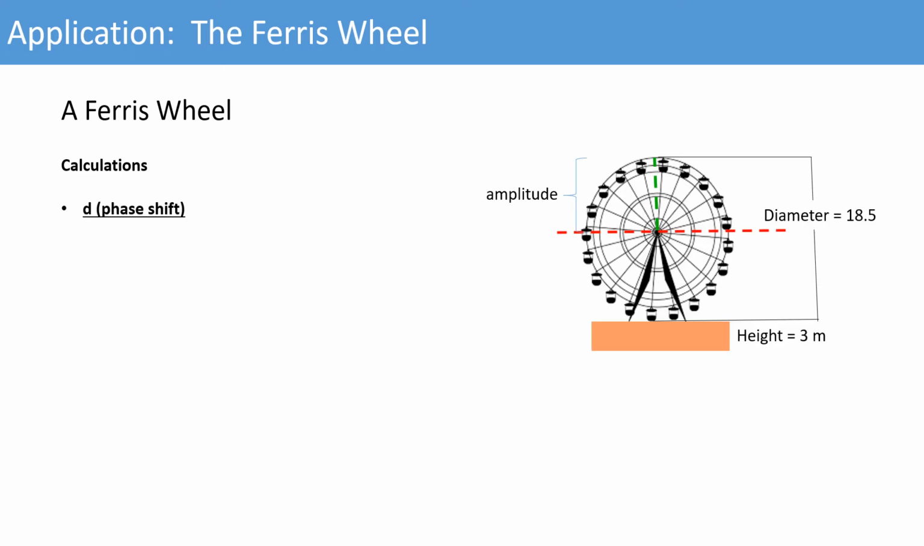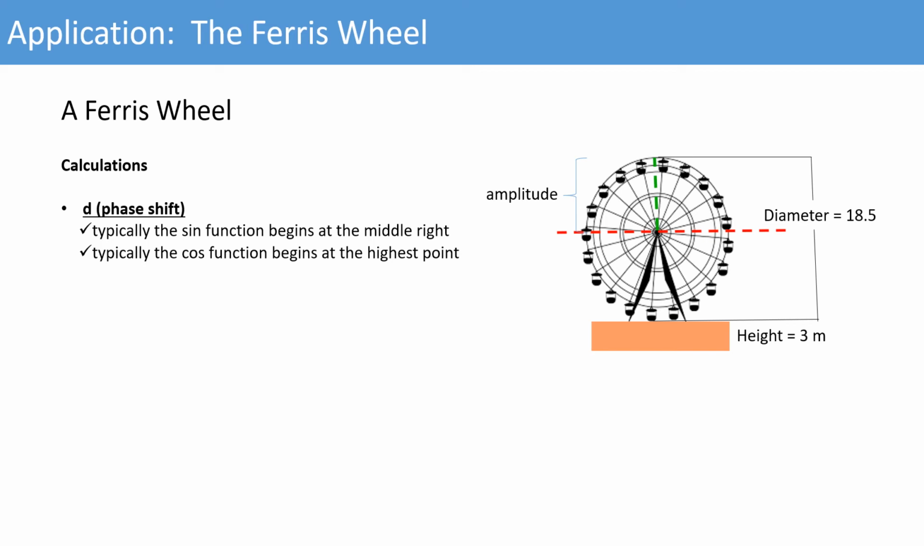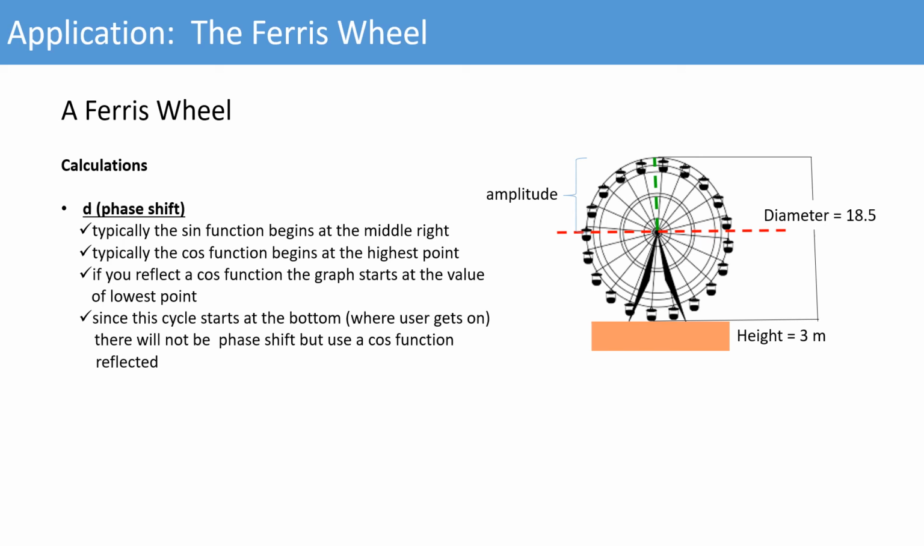Now, let's talk about the phase shift, which is your D value. Typically, the sine function begins at the middle right. Typically, the cos function begins at the highest point. If you reflect a cos function, that means flip it, the graph starts at the value of the lowest point. Since this cycle starts at the bottom, that's where the user gets on, there will not be a phase shift, but we could use a cos function reflected.